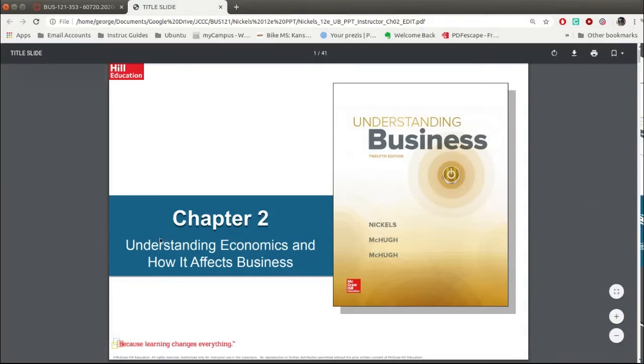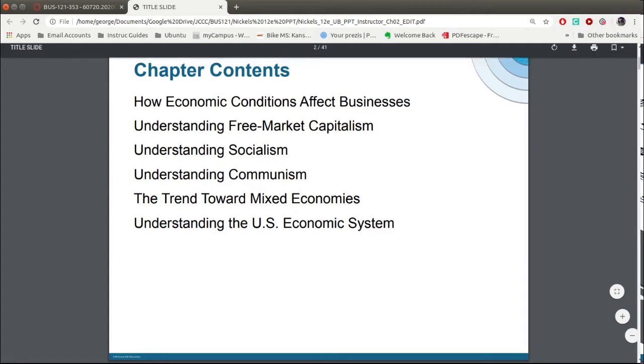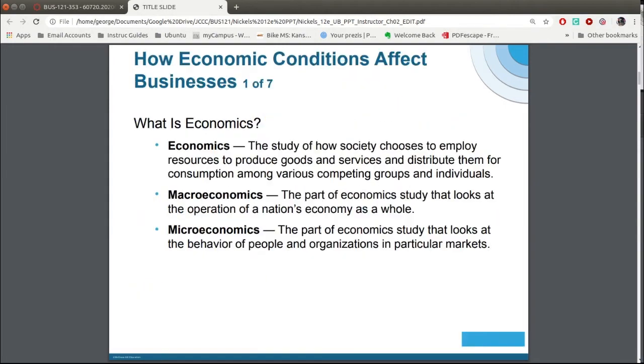Chapter 2, understanding a little bit more about economics and the impact that it has on businesses. Some of the things we'll be getting into are the conditions that affect it, looking at the differences between free markets and command markets as far as the economics is concerned, the move towards mixed economies, and understanding the overall U.S. economic system.